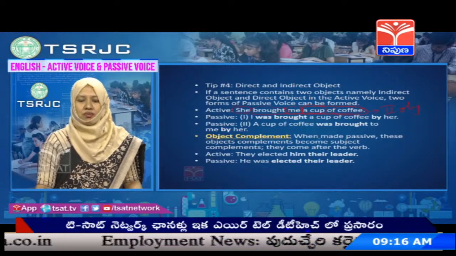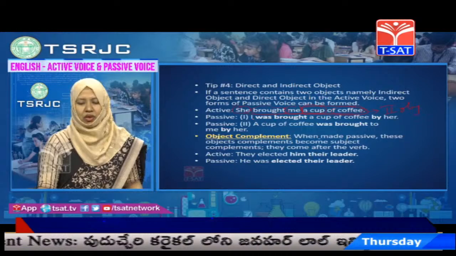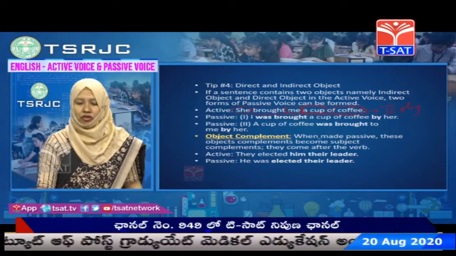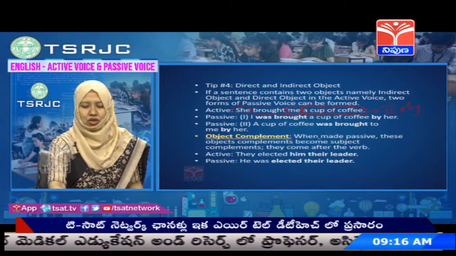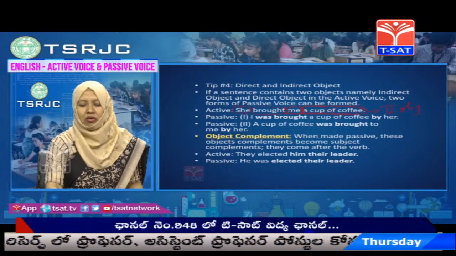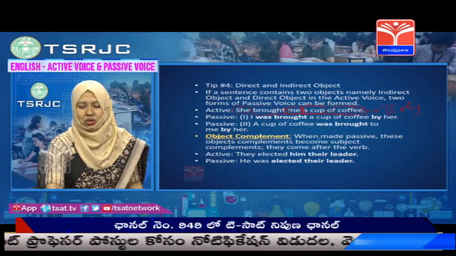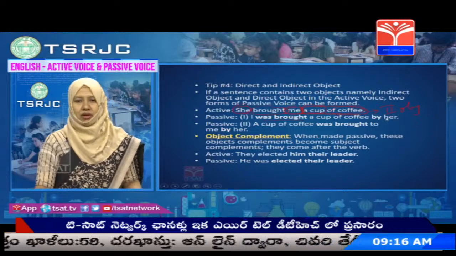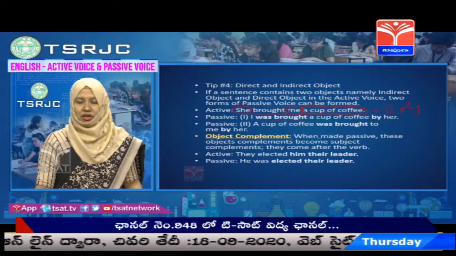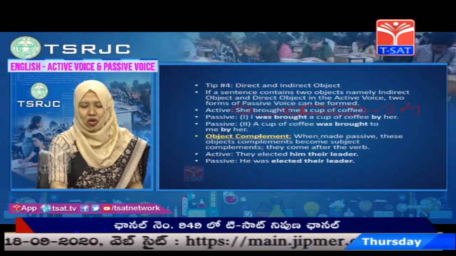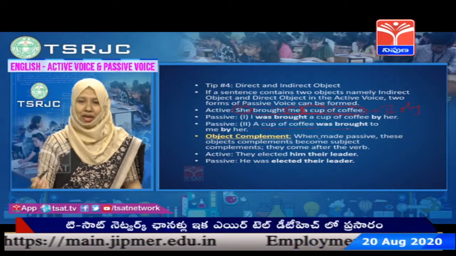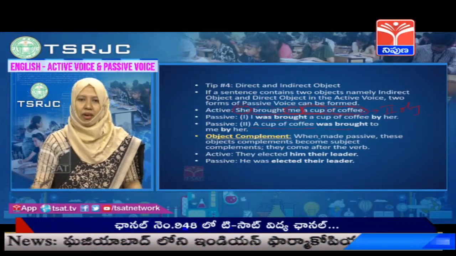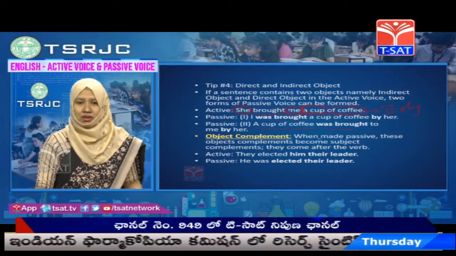So, how will you change it? She is changed into by her, me is changed to I: I was bought a cup of coffee by her. Me is changed to I, past form bought is changed to was bought, and she is changed into by her. If we take the other object first and start the sentence with it: a cup of coffee was bought to me by her. I hope this is clear.